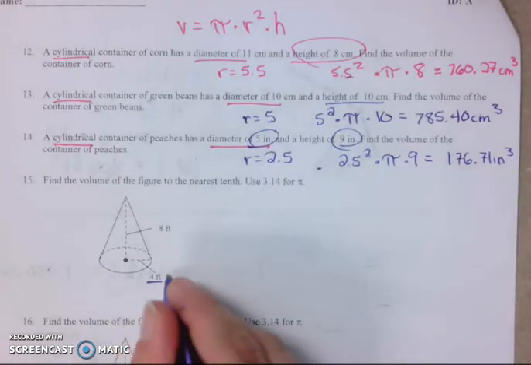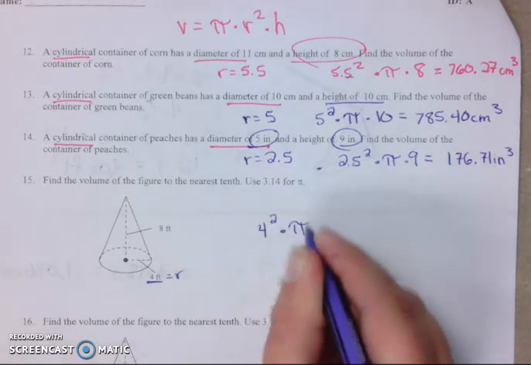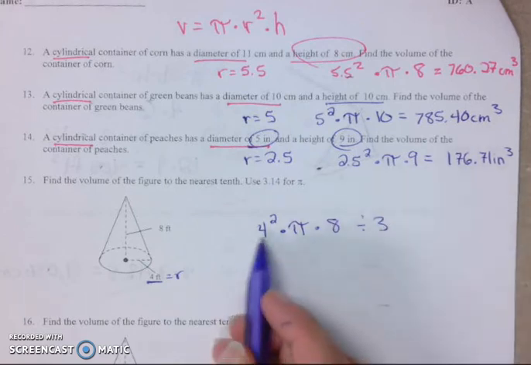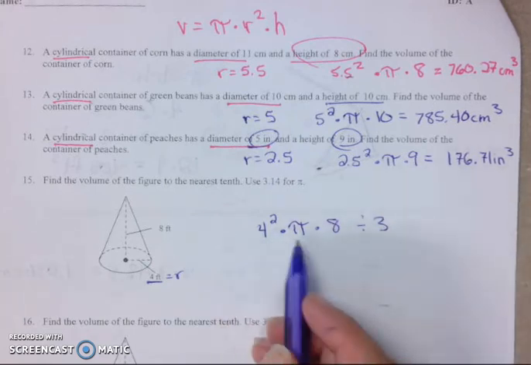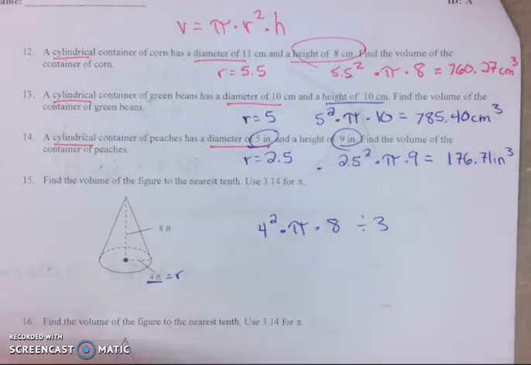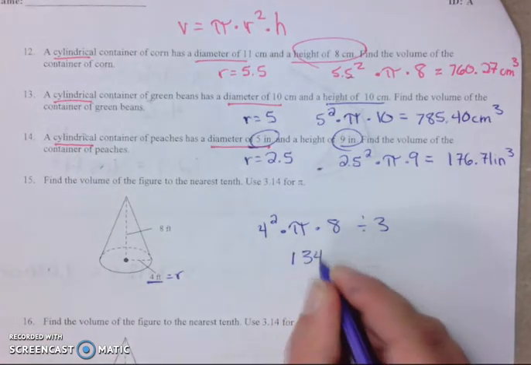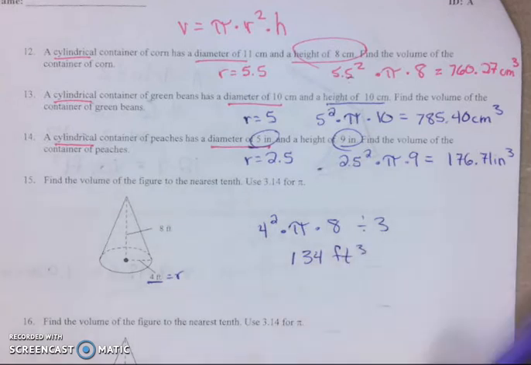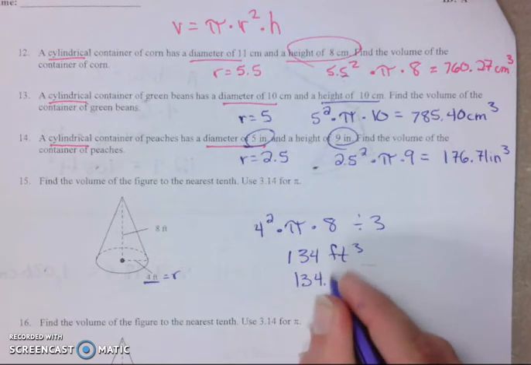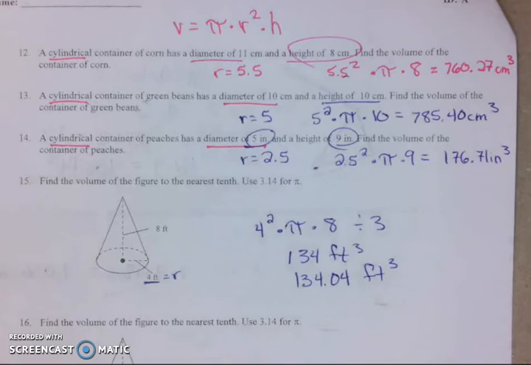So here's my radius. So I take 4 squared times pi times the height of 8 and then divide by 3. Make sure you square this first, you get 16. Then multiply and then divide by 3 for your final answer of 134 feet cubed. And if I round that, there we go, to the nearest hundredth there.